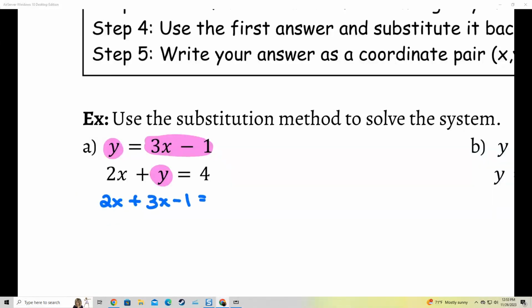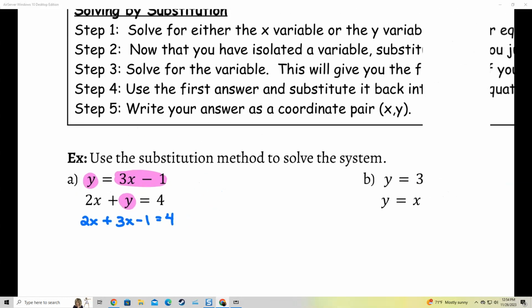Sometimes you're going to need to write that in parentheses. Oh, and don't forget to write the equals 4. If there's something attached to the y, then you need to put it in parentheses. But because it's just plus y, I can just replace it with plus 3x minus 1. All right, so step 2 is done.